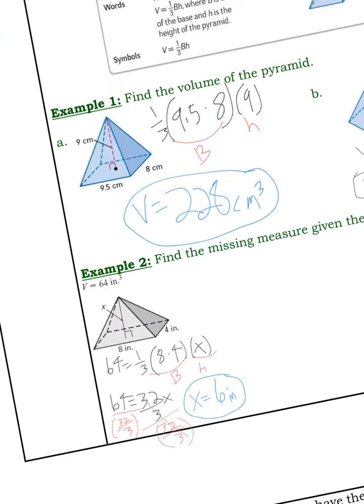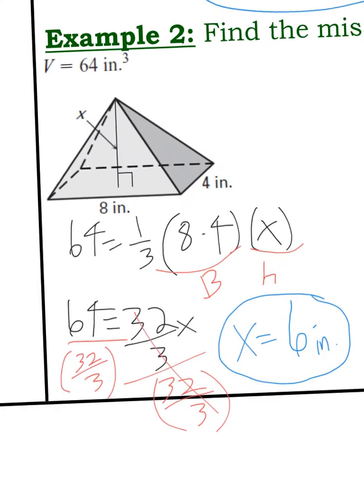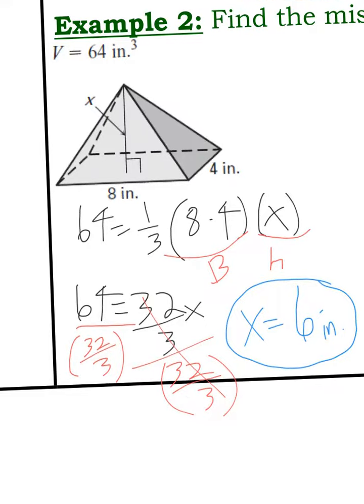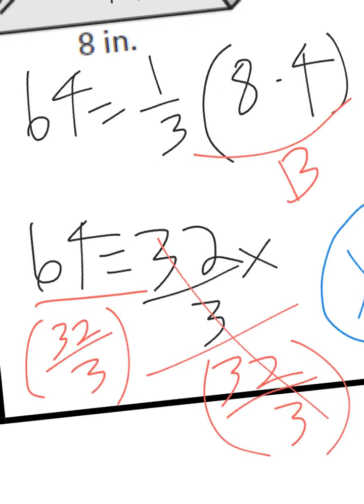Now on the next 2, I'm working backwards. So the volume was 64 cubic inches, so I set it equal to the formula. 64 equals 1/3 big B little h. So big B is 8 times 4. I know that. That's the area of the base. I don't know the height of the pyramid. So what I did was 8 times 4 is 32, and 32 times 1/3 is 32 over 3. It makes a number with a decimal, but that decimal goes on forever. So it's a better idea to keep it as a fraction.